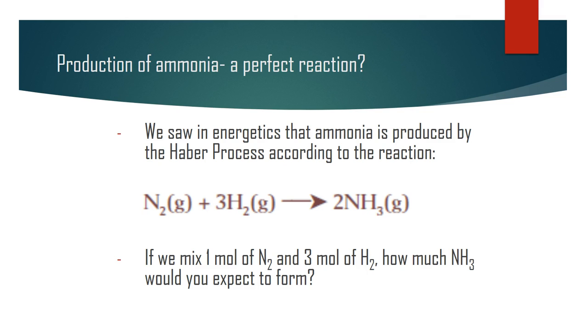So let's look at the Haber process. This is the formation of ammonia from nitrogen and hydrogen. We've seen this reaction a lot. It's a good example for exothermic reactions, and it's a good example for us to look at equilibrium. We understand that if we react 1 mole of nitrogen with 3 moles of hydrogen, we will produce 2 moles of ammonia.